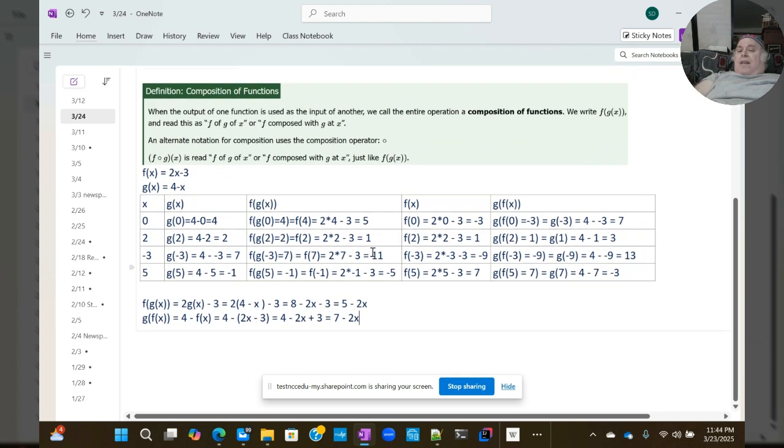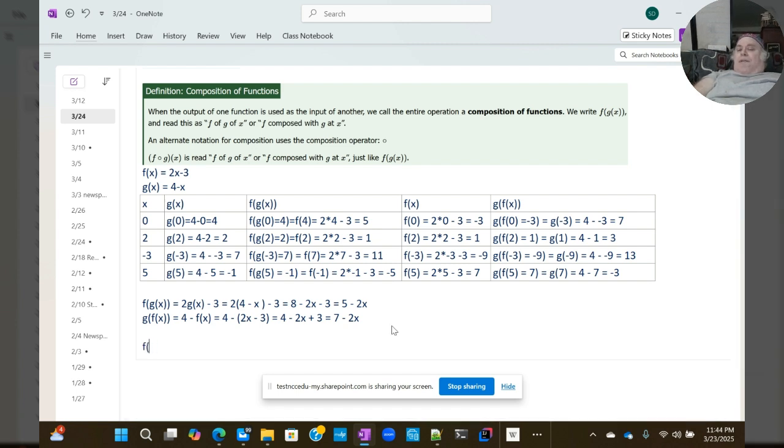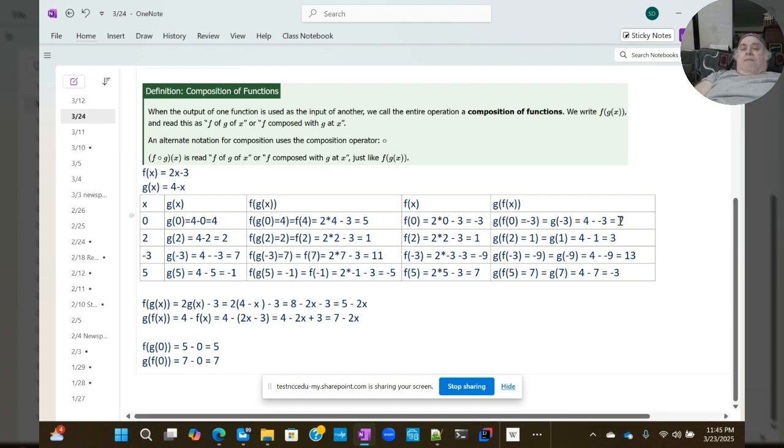Now let's see if that really works. So right here it said that f of g of 0 was 5. Well, f of g of 0, according to this formula, is equal to 5 minus 0, which is 5. Let's look at g of f of 0. g of f of 0 is equal to 7 minus 0, which is 7, which is exactly what we got here.